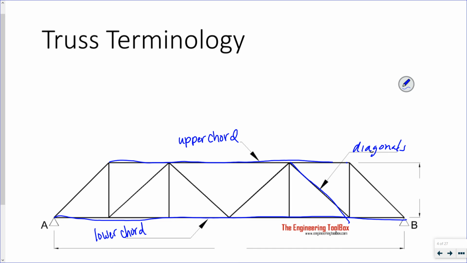And then if we're talking about the overall structure, we have the span of the truss, which is the length, and the rise, which is the height. Generally, you think of trusses as longer than they are tall. Doesn't have to always be the case. So those are the different types of words you might hear when someone is talking about a truss.